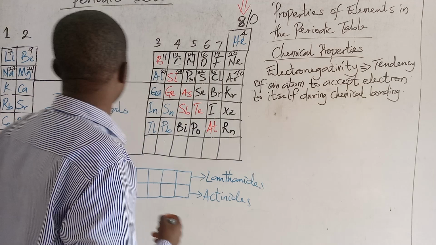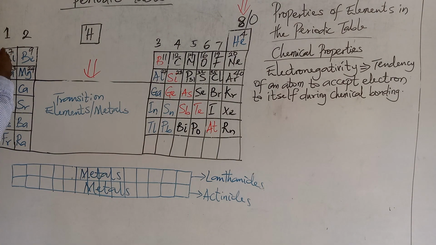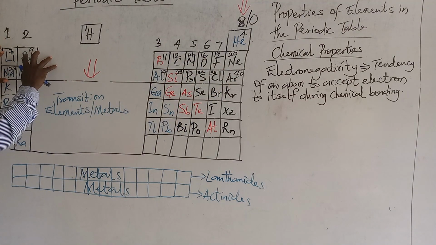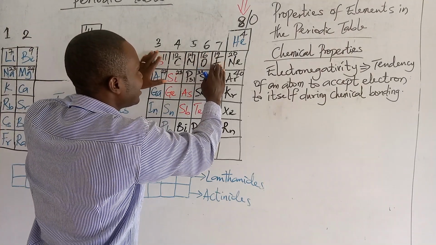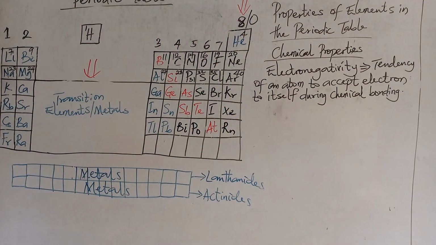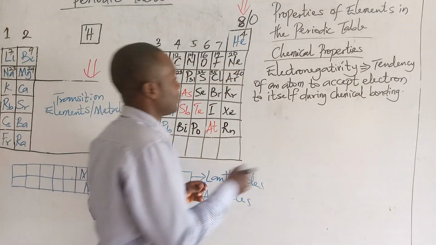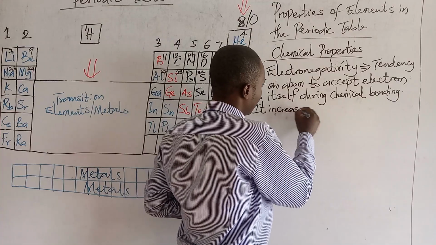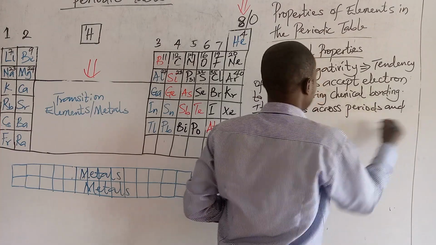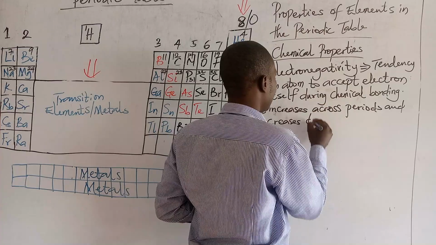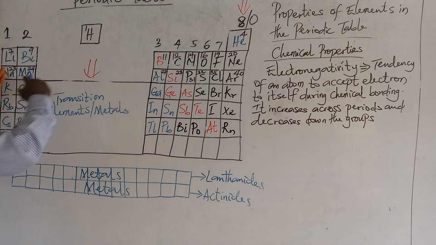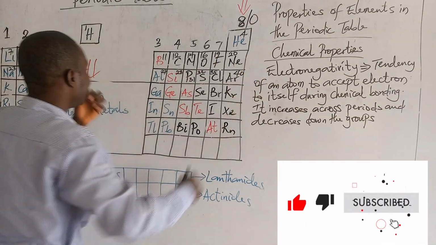Now, as you can see from the table, we start from metals across the period, down to non-metals. Remember, metals are positively charged, then non-metals are negatively charged. No charge for elements in this particular group. So electronegativity increases across period and decreases down the groups. Because we move from positive to negative, electronegativity increases across period.